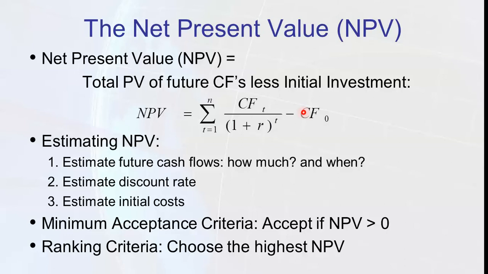According to NPV, the minimum acceptance criterion is that the project must have NPV greater than 0 to be an acceptable project. If the projects are mutually exclusive, you can choose only one project, and you choose the one with the highest NPV. If the projects are independent, you can choose several projects as long as they meet this criterion, NPV greater than 0.